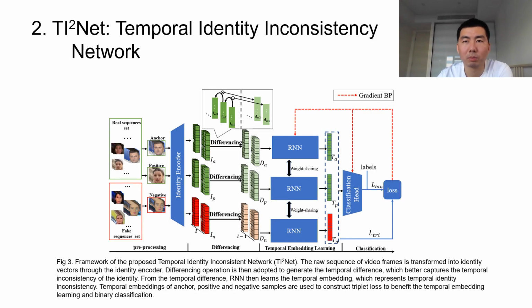The framework of the proposed method is shown here. The raw sequence of video frames is transformed into identity vectors first. Then a differencing operation is adopted to generate temporal difference. From the temporal difference, an RNN then learns the temporal embedding, which represents a temporal identity inconsistency.